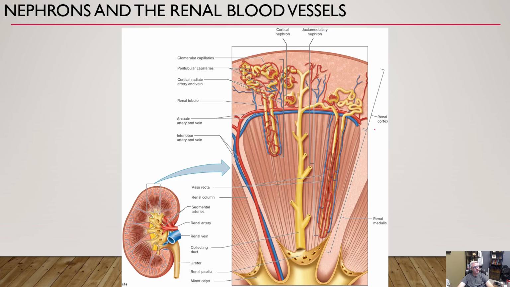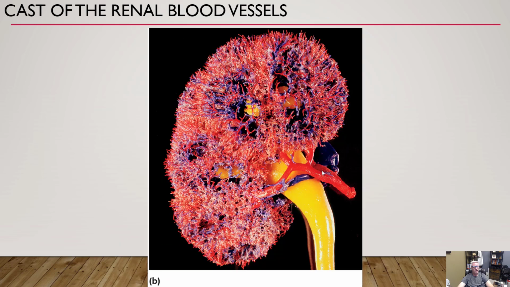All right, so here you can see the nephron and the blood vessels. Here you can see this right here would be that glomerulus and the first capillary bed. Here you can see the secondary capillary bed. You can see how this nephron is rather short, and this nephron is rather long. We'll talk about the difference between the two later on. But the blood supply of the kidney is rather involved.